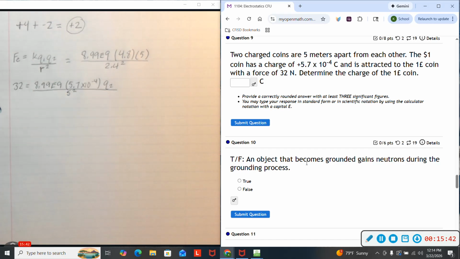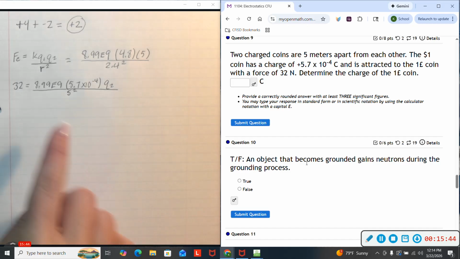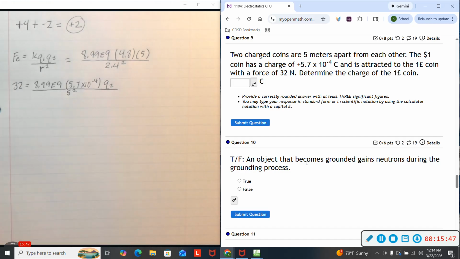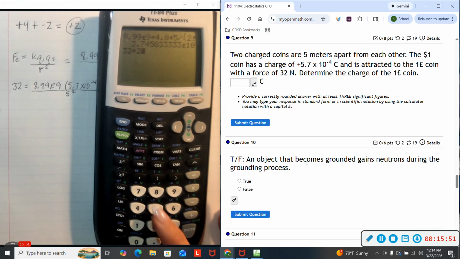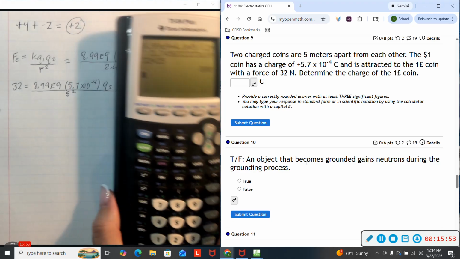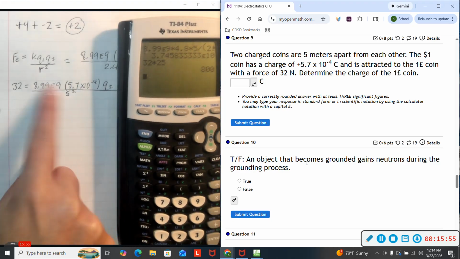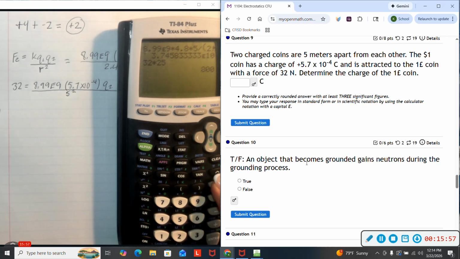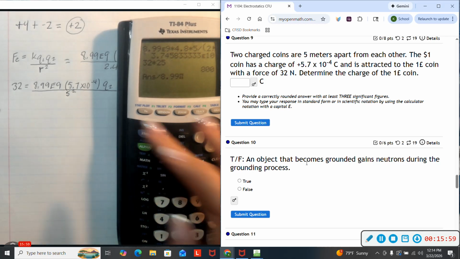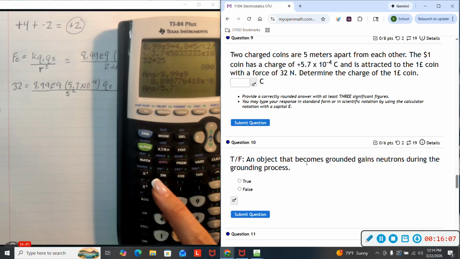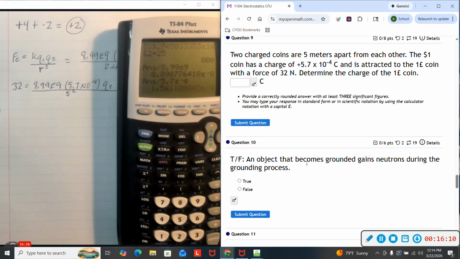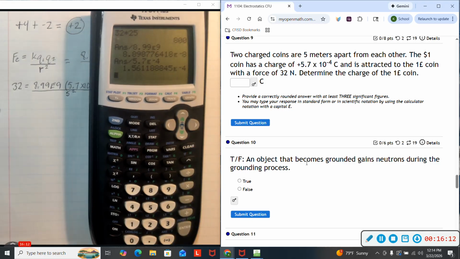So again, if I want to solve for this, let's start by multiplying 32 times 5 squared, which of course 5 squared is 25. So 32 times 25 will be our first step. And then we need to divide by both of these values. So divided by 8.99 E9. And we're going to divide again by 5.7 E negative 4.